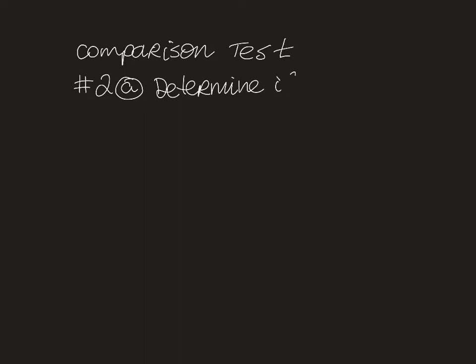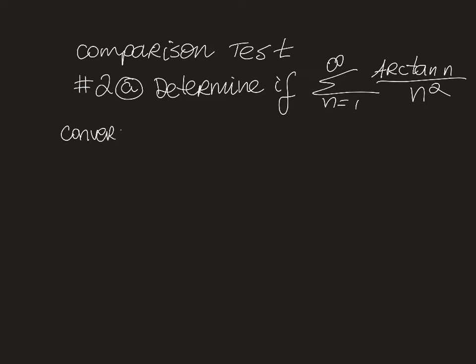This video is another example of how to use a comparison test to determine if a series converges or diverges. So in this video, we're going to solve two problems. This is number 2a. Determine if the series summation n equals 1 to infinity of arctan of n divided by n squared converges or diverges.